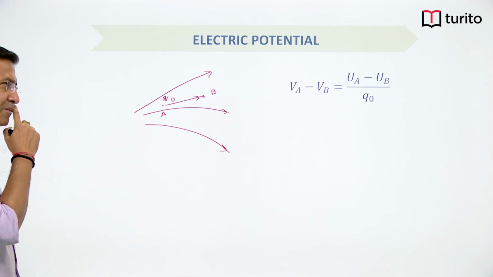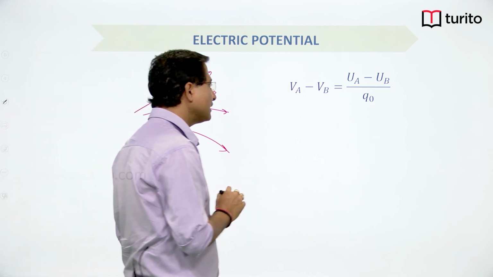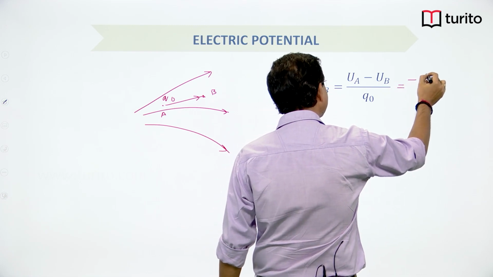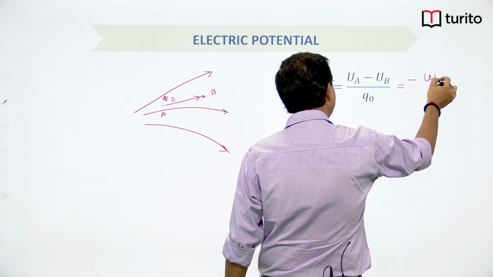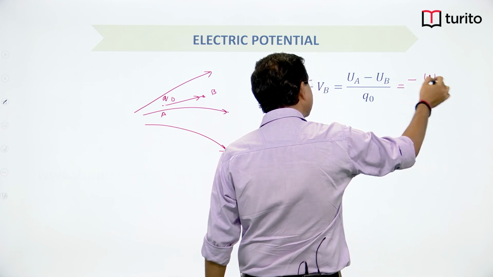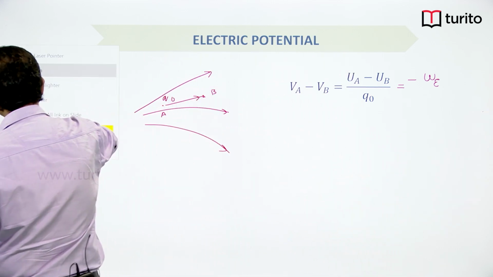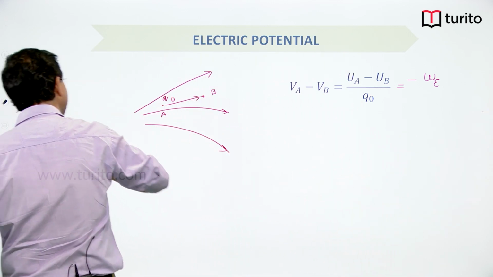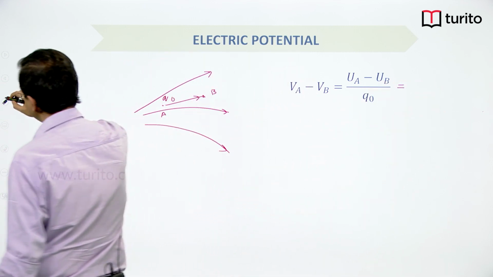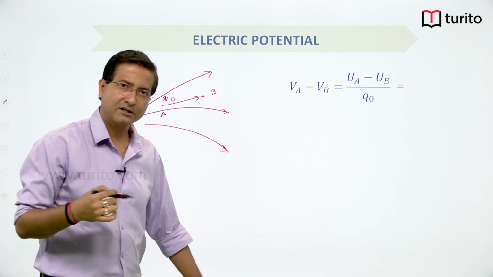Change in potential energy. Change in potential energy can also be written as negative of work done by external agent, or let us first find out the work done by external agent. It can also be written as, let us first write in terms of field, then we will write in terms of external agent.